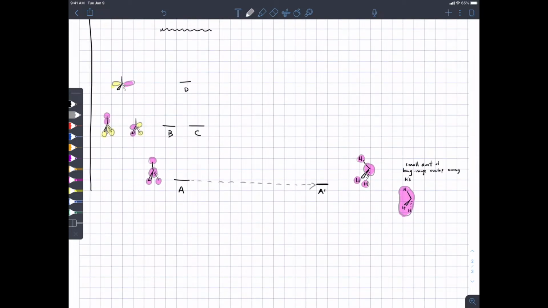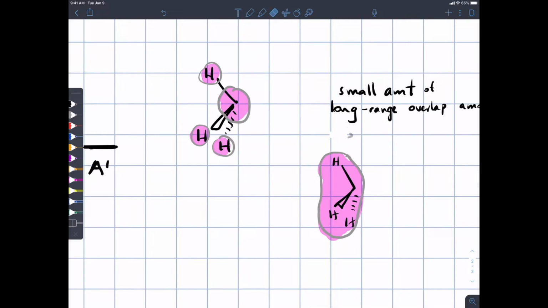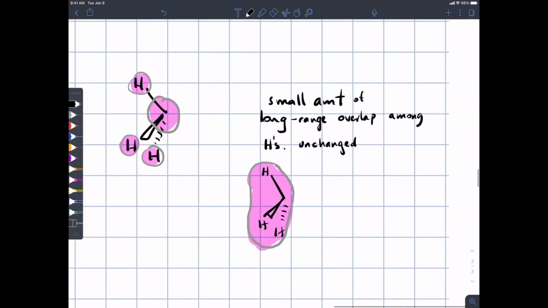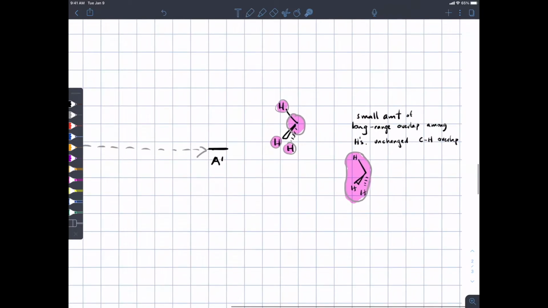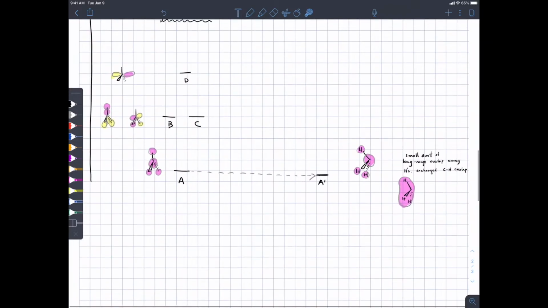Yeah. So when it says there's a small amount of overlap among the H's, there's also overlap still between the carbons and the H's, right? Right. Yeah. So the only thing that's really changing between this one and the one before is just the shape of what the orbital looks like. That's right. And it's just decreasing it in energy a little bit, because you've got a little bit of overlap between the hydrogens.